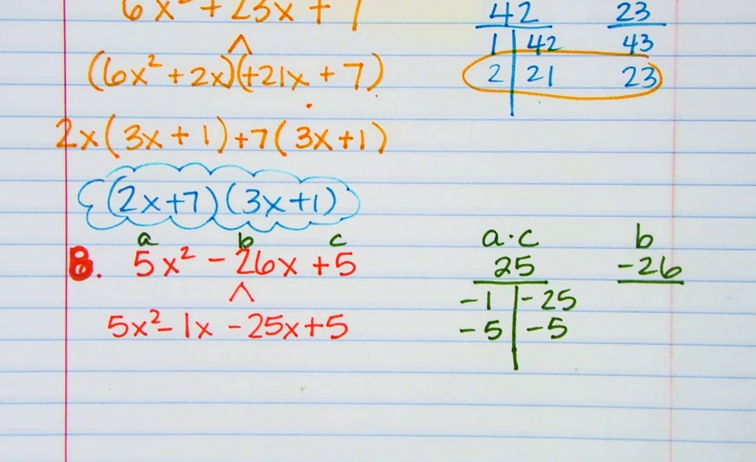Since 5 is positive, make it positive. Okay, if the first number is negative, then I would put it negative 5.